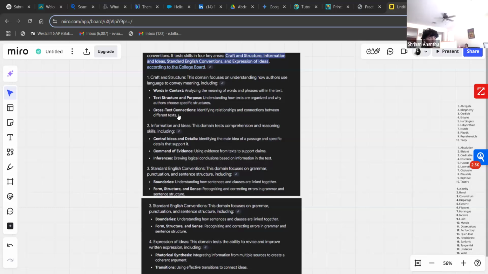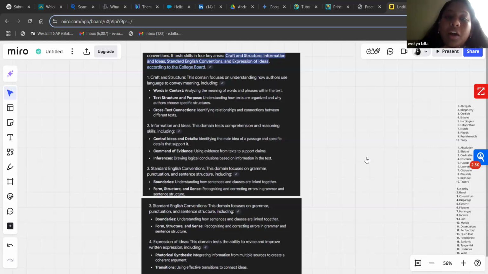It tests skills in four key areas: craft and structure, information and ideas, standard English conventions, and expression of ideas. Craft and structure: this domain focuses on understanding how authors use language to convey meaning, including words and context, analyzing the meaning of words and phrases within the text. Text structure and purpose, understanding how texts are organized and why authors choose specific structures, and cross-text connections, identifying relationships and connections between different texts.